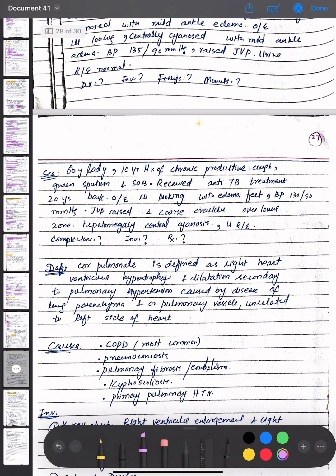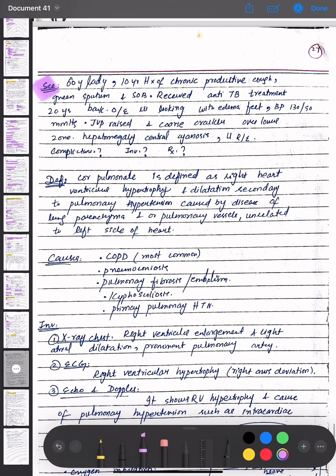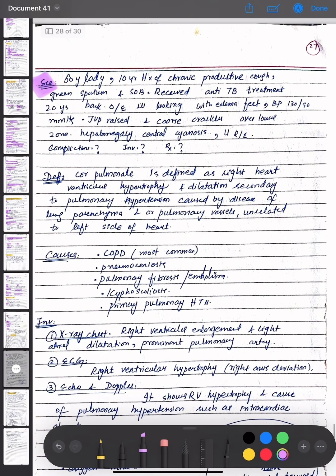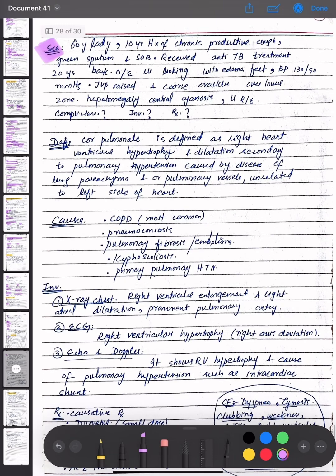Another scenario is a 60-year-old lady with a 10-year history of chronic productive cough with green sputum, and shortness of breath is present. She received anti-tubercular treatment 20 years back. On examination, she is ill-looking with edema of the feet. BP is 130/90 mm of Hg. JVP is raised and coarse crackles over the lower zones are present. Hepatomegaly and central cyanosis are present. Urine RE is normal. What are the complications, investigations, and treatment?